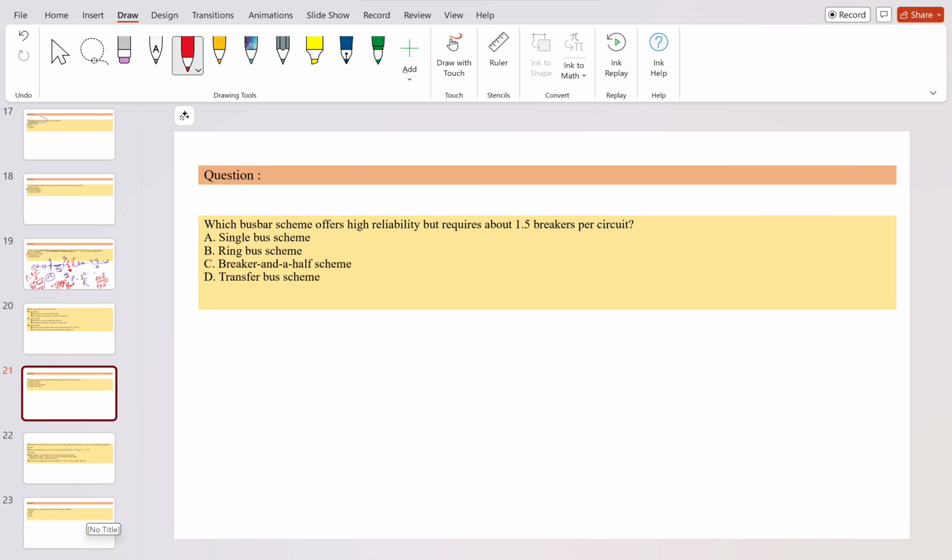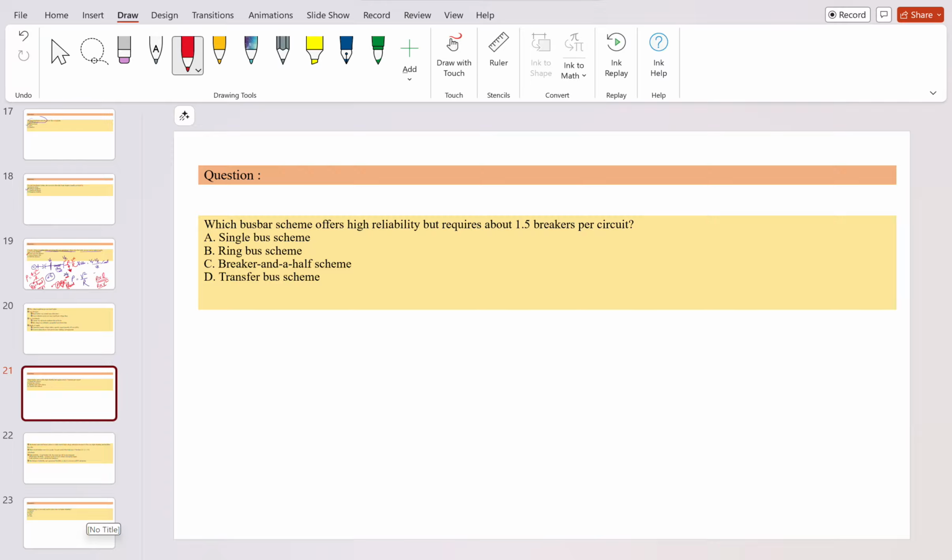This is from the same bus bar schemes which we have seen in the previous slides. Here I have kept one problem. It is saying: which bus bar scheme offers higher reliability but requires about 1.5 breakers per unit? You can see the answer from the wording also. But I wanted to say, can you imagine how the single bus bar scheme was, how the ring bus bar scheme was, how the transfer bus scheme was.